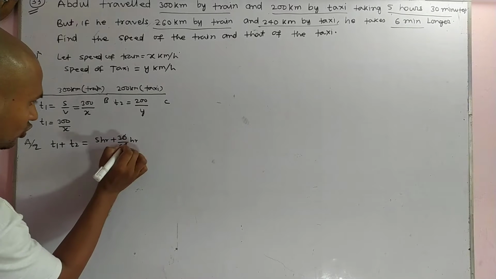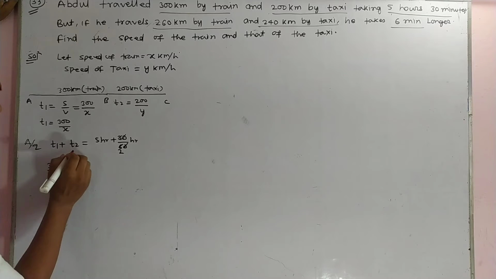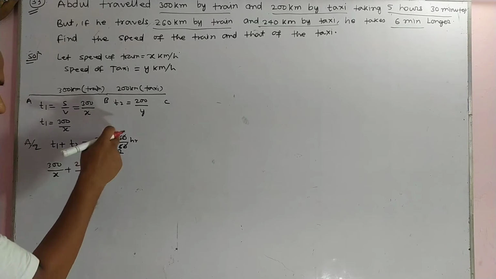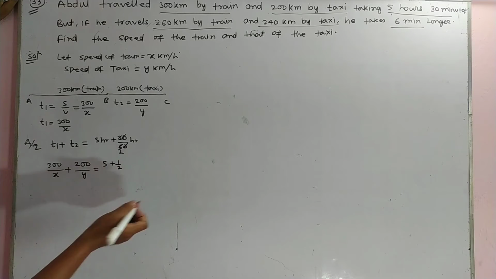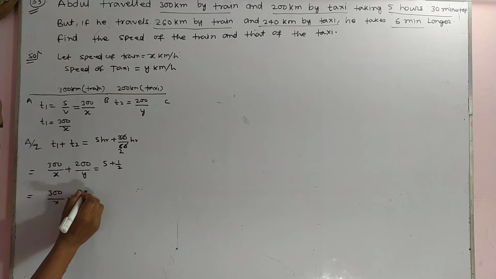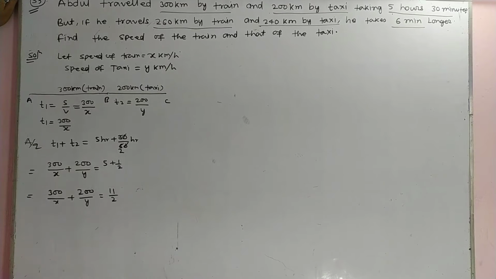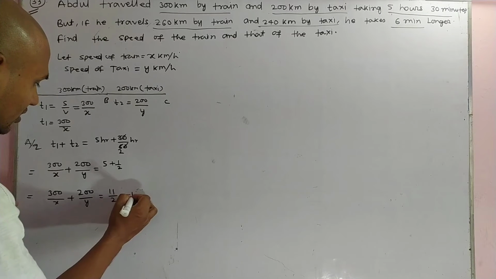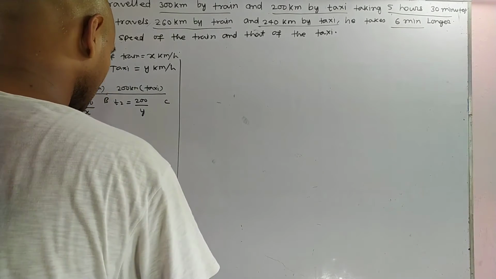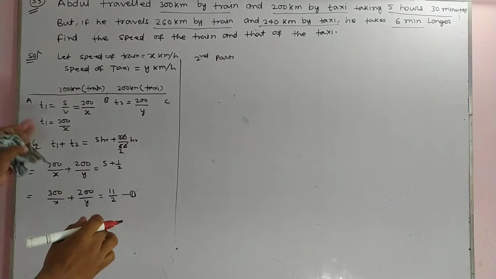Again, the zero cancels out, 3 to the 6, so t1 plus t2 is 300 upon x plus 200 upon y equal to 5 plus 1 upon 2 hours. After solving it, 300 upon x plus 200 upon y becomes 11 upon 2. This gives us an equation, that is equation number 1. This was the first part of the question. Now in the second part of the question, let us see what the question tells us.